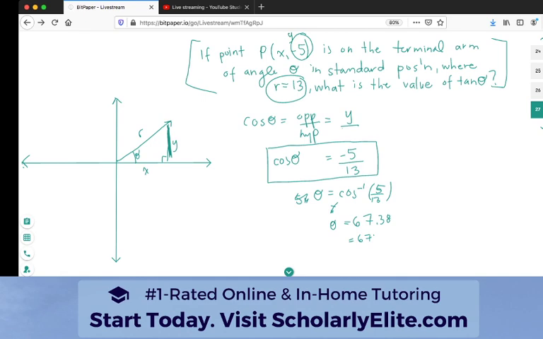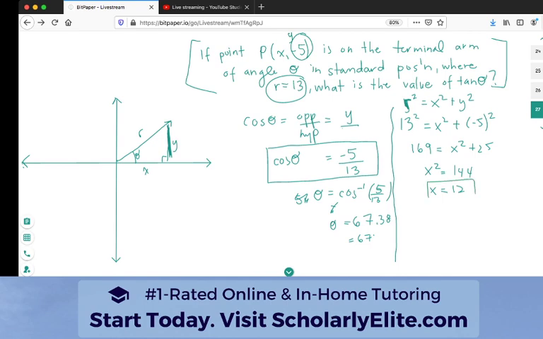Now, this is one way to do it. You can solve for the angle and then work backwards and then solve for x. There is also another way to do it with literally just the Pythagorean theorem. This should be r. x squared plus y squared. And we've got 13 squared equals x squared plus -5 squared. And we get 169 equals x squared plus 25, and x squared equals 144, and the square root of that is 12.